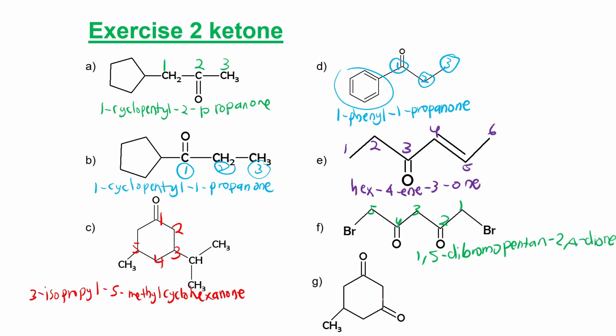And the last one, a cyclic ketone. So 1, 2, 3, 4, 5. So 5-methyl cyclohexane-1,3-dione. Okay, so that's all for 16.1 and also 16.2. Thank you.